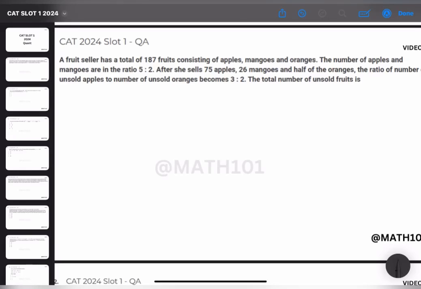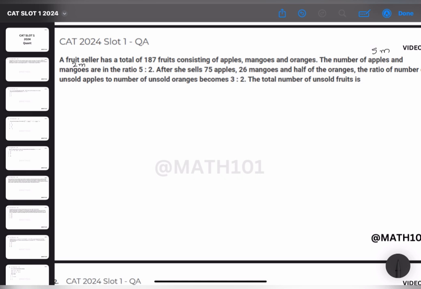Let's start with slot 1, CAT 2024 paper. Question 1: a fruit seller has a total of 187 fruits consisting of apples, mangoes and oranges. The number of apples and mangoes are in the ratio of 5:2. So let the number of mangoes be 2m, which makes the number of apples 5m. The seller sells 75 apples and 26 mangoes.